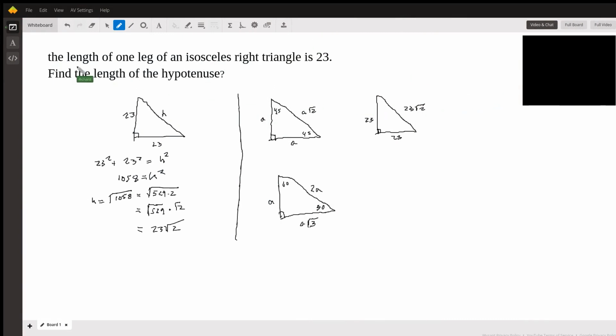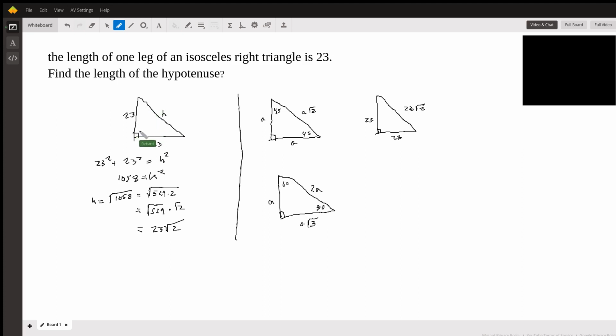The question is, if the length of one leg of an isosceles triangle is 23, what's the length of the hypotenuse? We're going to do this two ways. We're going to do it the long way first and then the short way here. So the long way is to use Pythagorean theorem.